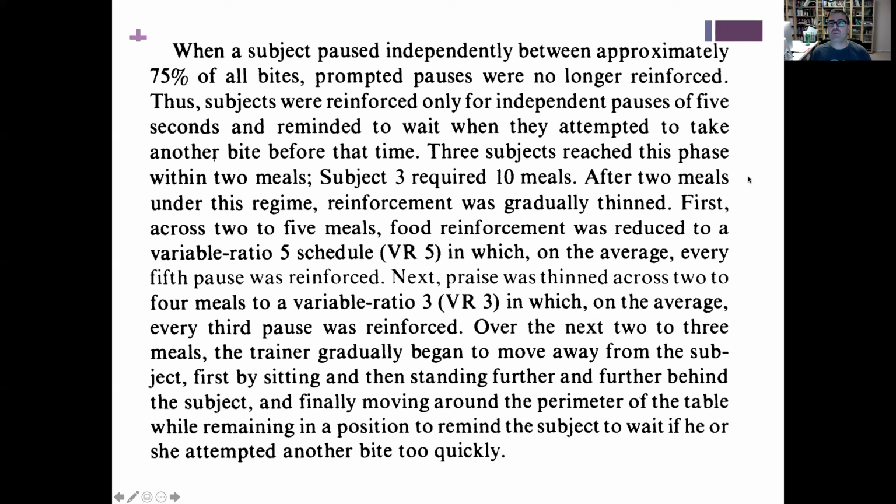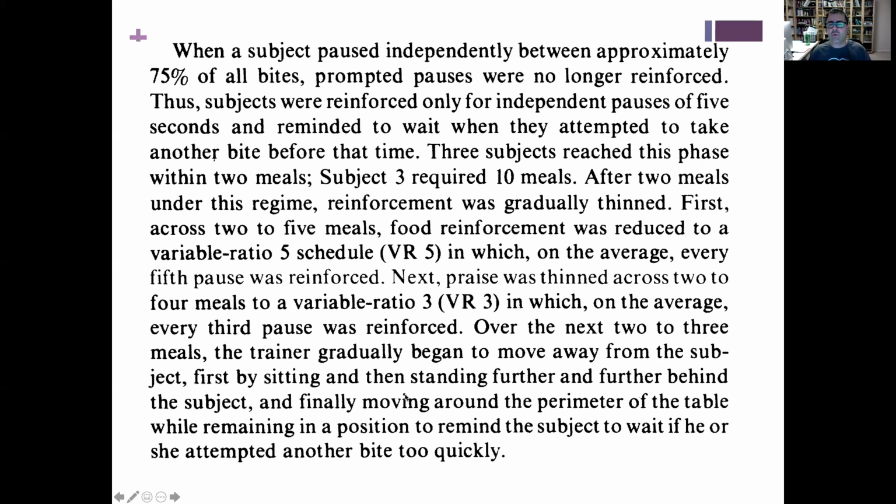3 participants reached this phase within 2 meals. Participant 3 required 10 meals to reach this criterion. After 2 meals under this procedure, then reinforcement was thinned. So what does that mean? It means that they started delivering less reinforcement to sort of promote this generalization and not over reliance on external types of reinforcers. Because, theoretically, the food should be reinforcing.